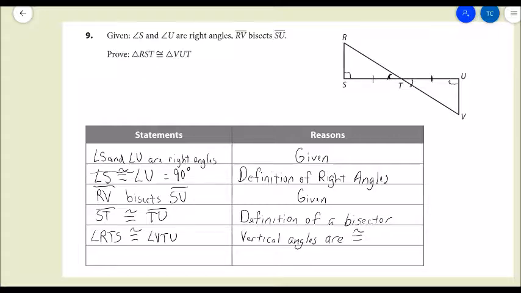And lastly, because I proved it here, with S and U being congruent, that's an angle. And then I proved that the line segments, the included side, was congruent. And then lastly, the other angle was congruent. Then the triangles must be congruent.